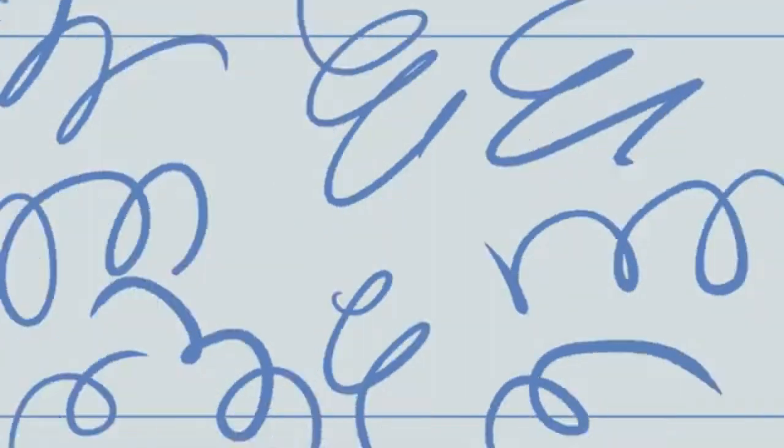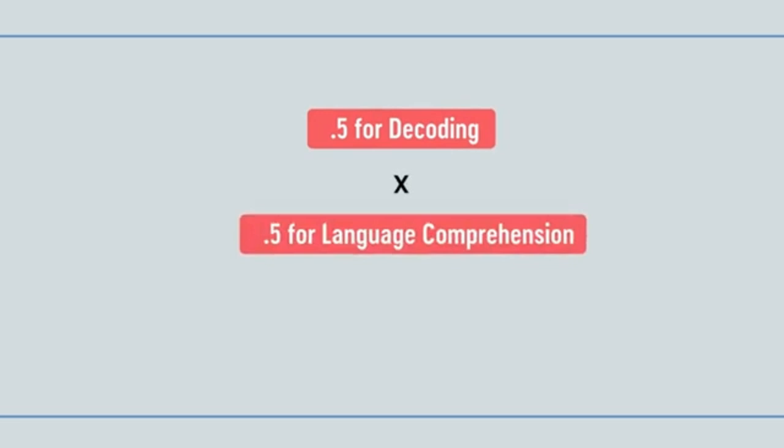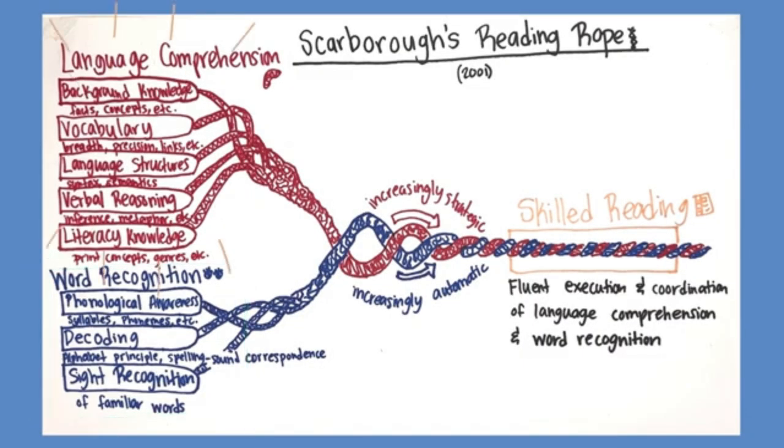If you have some decoding skills, 0.5, and you have some language comprehension skills, 0.5. 0.5 times 0.5 equals 0.25. You're still not getting to reading comprehension. You need both elements strongly in place, word recognition and language comprehension and skills, in order to get to true skilled reading comprehension. It's likely that we have all experienced students in both of these camps.